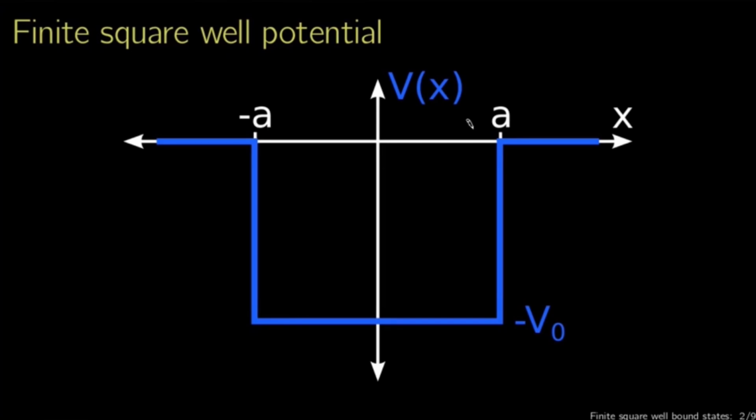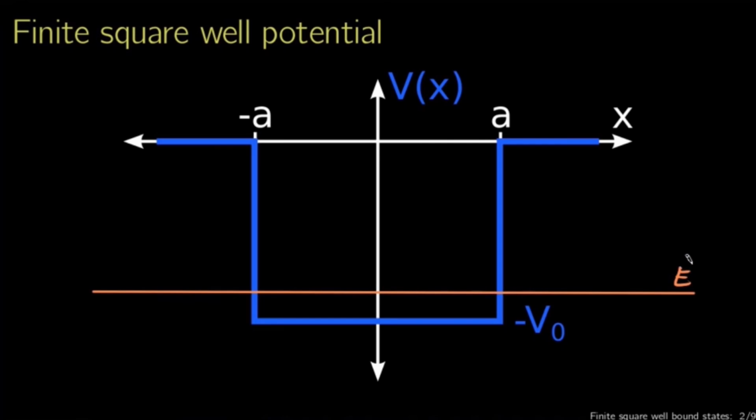There's some region from minus A to A where there is a well in the potential, some negative V0 value for the potential. At regions outside, greater than A or less than minus A, the potential is 0. We can expect solutions that look more or less like the sorts of things that we've seen. Suppose we had some energy level here. If this was the energy level and we wanted to know what the wave function might look like, we expect the lowest energy wave function to look something like this.